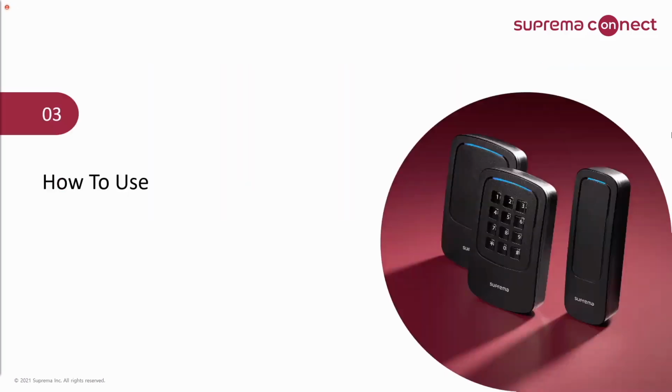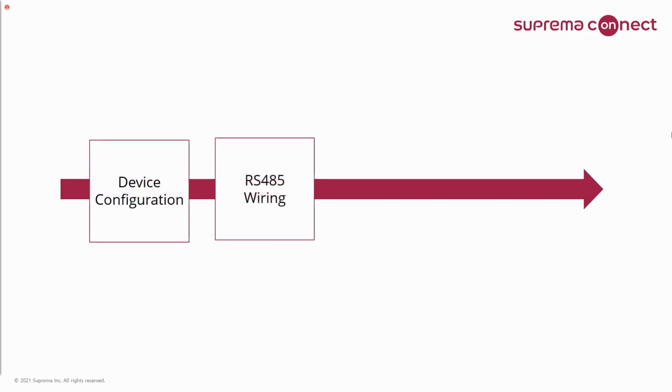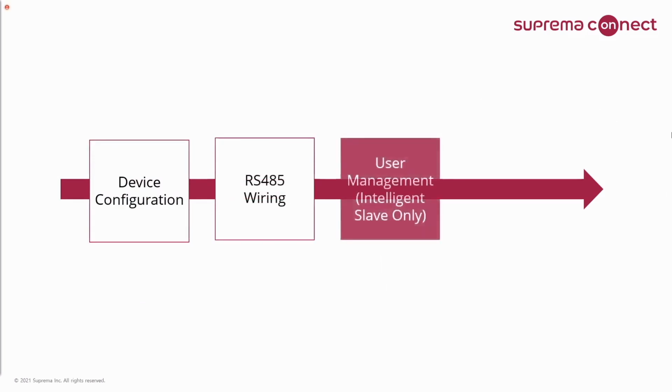Let's see how to use Suprema product with OSDP connection. The process of connecting Suprema to the access control panel with OSDP reader is simple. Please change the device's baud rate, connection mode, and connect the wiring to the correct port. And then connect Suprema device to BioStar 2 software to manage user device configuration.